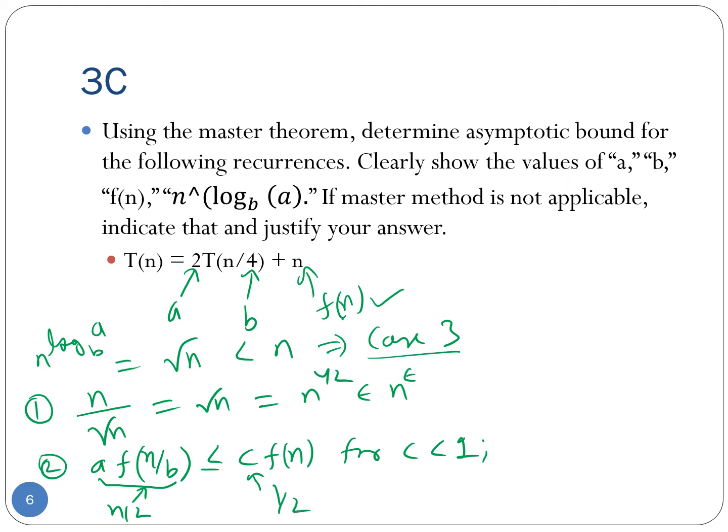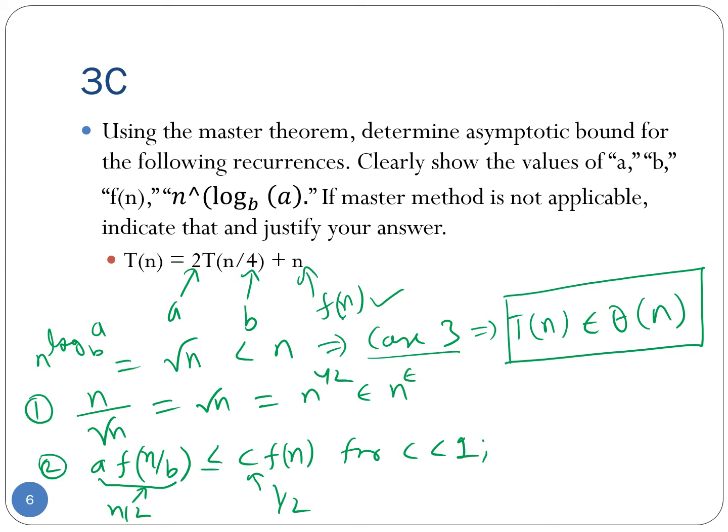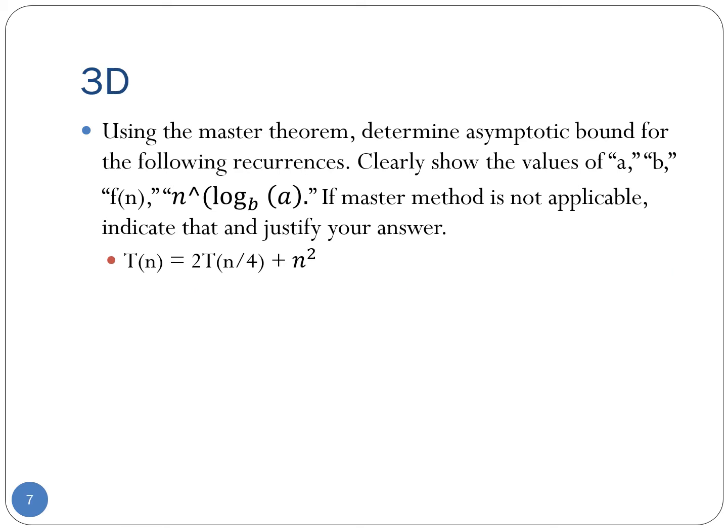So case 3 applies here, which basically implies that T of n belongs to theta of f of n, which is simply n, right? So this is our answer. All right, here again a is 2, b is 4, and f of n in this case is n square. So n to the power log 2 base b of a is given by again square root n, because b is 4 and a is 2. So obviously square root n grows slower than n square.